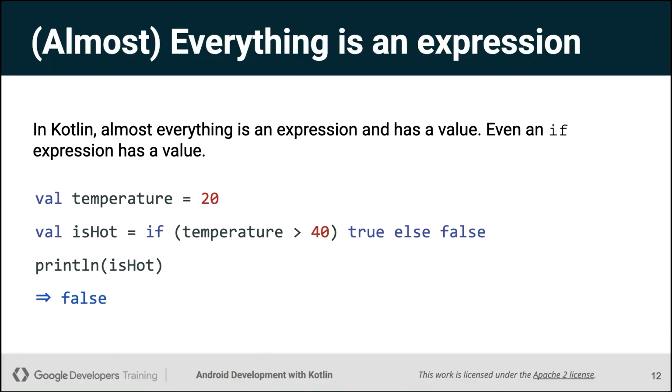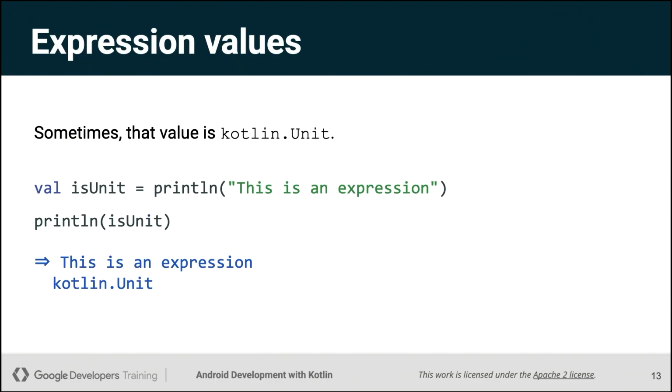Almost everything has a value. For example, if, as I told you in the beginning, if you put something in the if, that is a value, you can assign it or use it inside of a return statement. Some functions do not return a value. The type will be Unit. It's called Unit. It means there's no value, similar to void in C#.